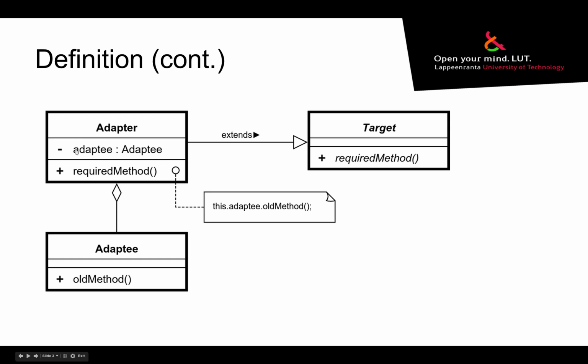inside the adapter class. So inside this adapter class, the defined method uses the method defined in the adaptee class. So we have the adaptee saved here, and we just call adaptee.old method in order to run this method via this interface. So why are we using this?